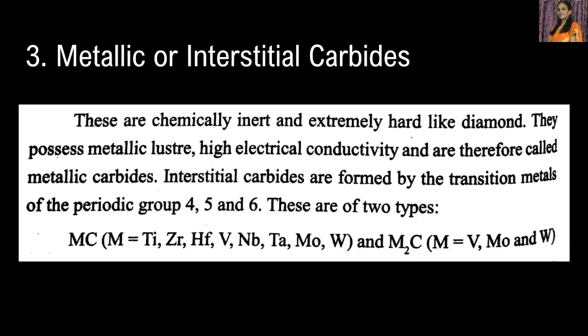They have two types of formulae, MC and M2C, where M is a transition metal. In the MC type, M is titanium, zirconium, hafnium, vanadium, niobium, tantalum, molybdenum, tungsten, etc. And in the case of M2C, the metal stands for vanadium, molybdenum, tungsten.